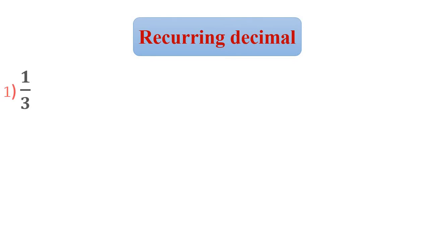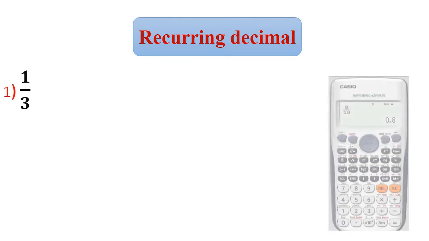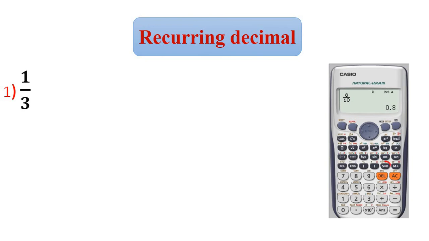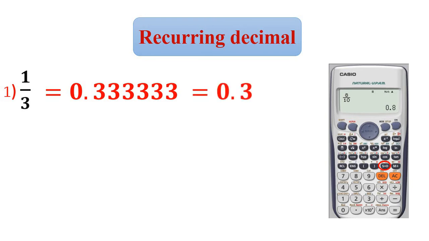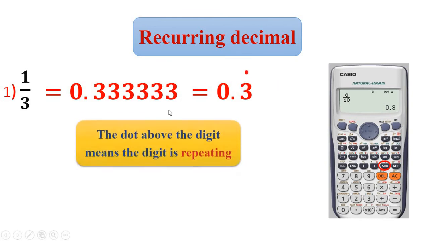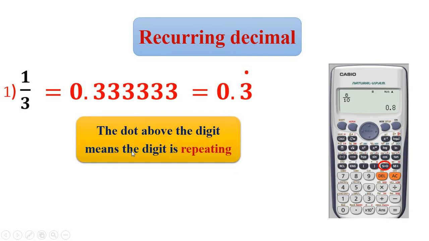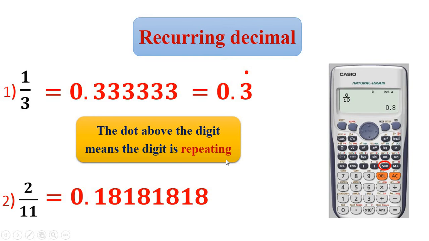Recurring decimal, like 1 over 3. On your calculator, press S-D, and it will be 0.33333. We can write it in another form like 0.3 with a dot above it. What's the meaning of the dot? The dot above the digit means the digit is repeating. Another example, 2 over 11 equals 0.18, 18, 18, 18 and so on. We can write only 0.18 and put a dot here and here because 18 is repeated.